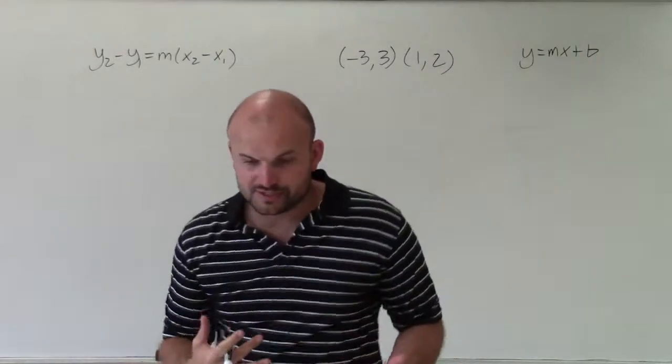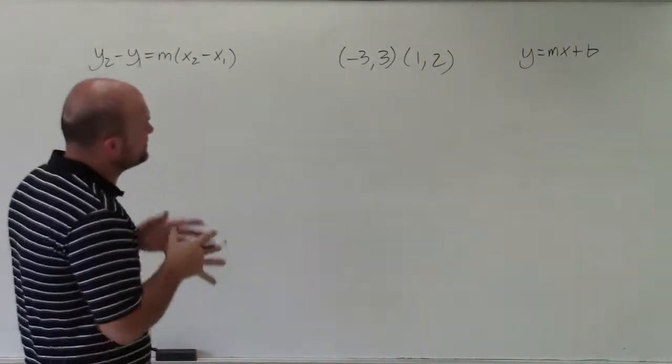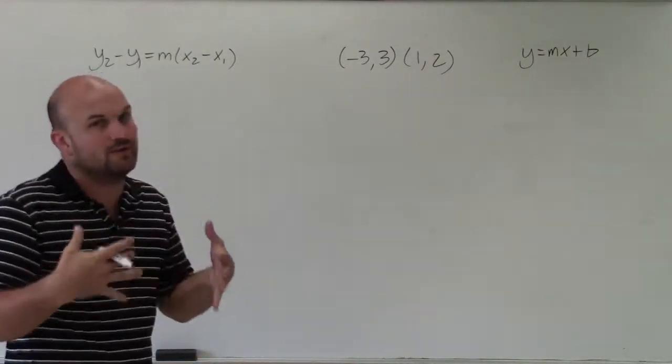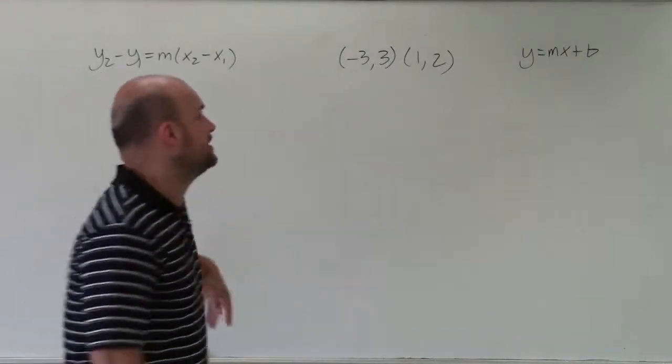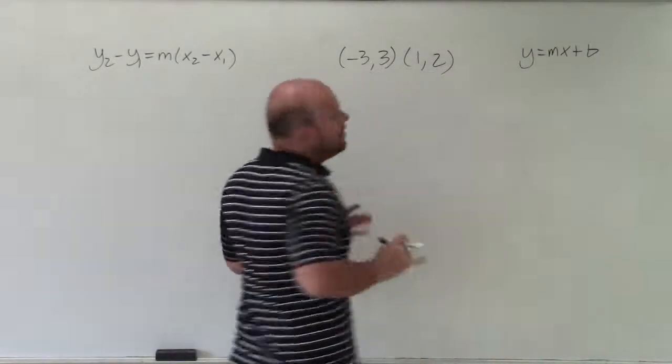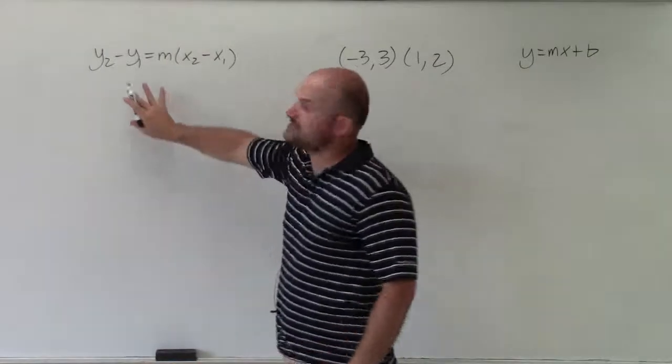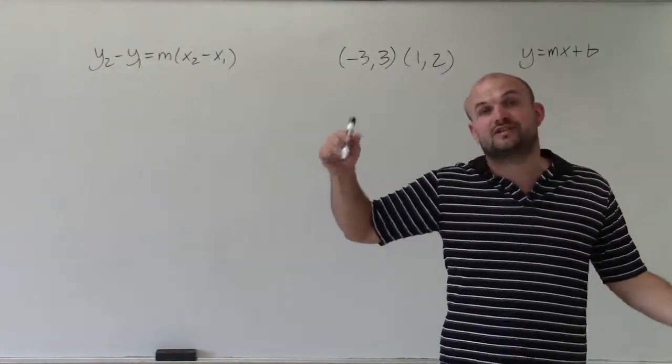What I'm looking into doing here is I have (-3, 3) and (1, 2). And what I'm looking into doing at this point in time is trying to take those 2 points and write an equation in slope-intercept form. So I want an equation that's going to look something like this. However, what I'm going to use is point-slope form to find that equation in that format.